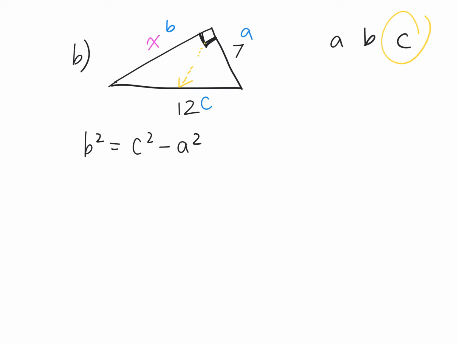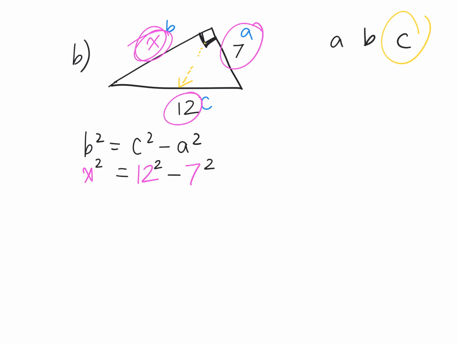Do I know B? Do I know side length B? No. This is an unknown. It's a variable. So it's x. X squared is equal to, what's C? X squared equals 12 squared. Take away, what's A? 7 squared. Everyone see what I did there?